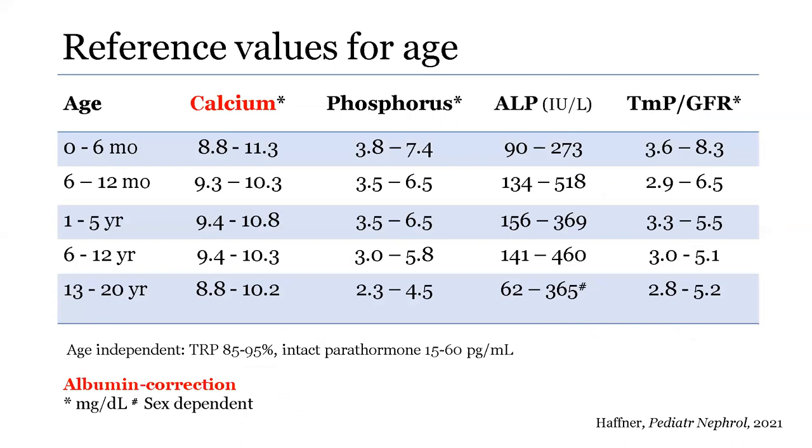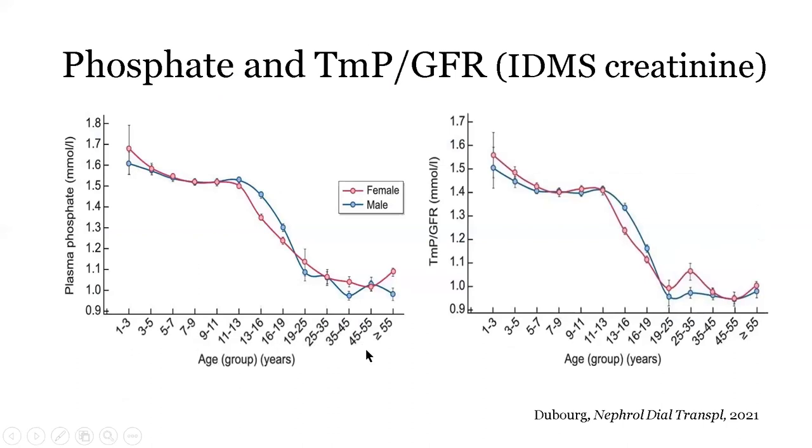So what is the appropriate level of these elements, which are the major key players in the determination of rickets? So the major elements are calcium, phosphorus, alkaline phosphatase, and the TMP/GFR. So this table shows the age-wise appropriate levels of all these elements in pediatric and adolescent age group. And to note is that serum phosphorus levels are directly proportional to the TMP/GFR levels. So an important concept here is that the serum phosphate levels across all age groups are directly proportional to the TMP/GFR, that is the tubular resorption of phosphate. So if tubular resorption of phosphate is low, a person is bound to have low plasma phosphate levels.